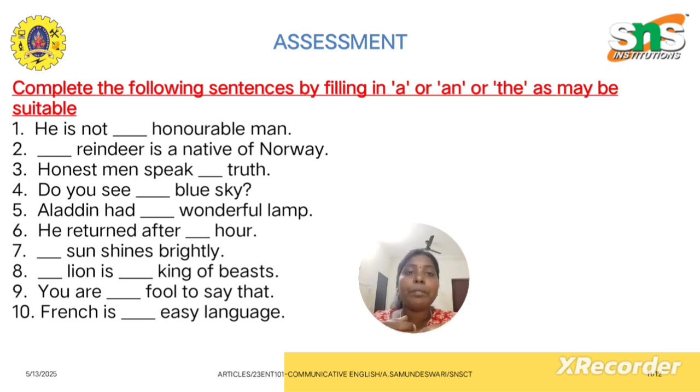And honest men speak the truth. And do you see the blue sky? Aladdin had a wonderful lamp. He returned after an hour. The sun shines brightly. And here we are talking about when you are introducing an object for the very first time, we can use a. The lion is the king of beasts. You are a fool to say that. And French is an easy language. And for the first question, the answer is he is not an honorable man.